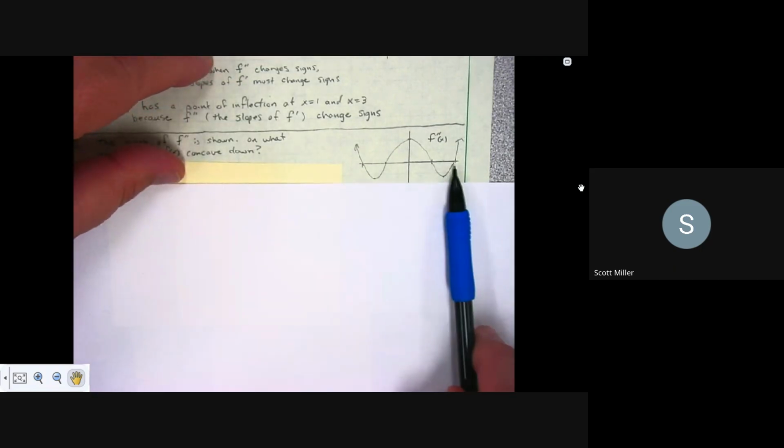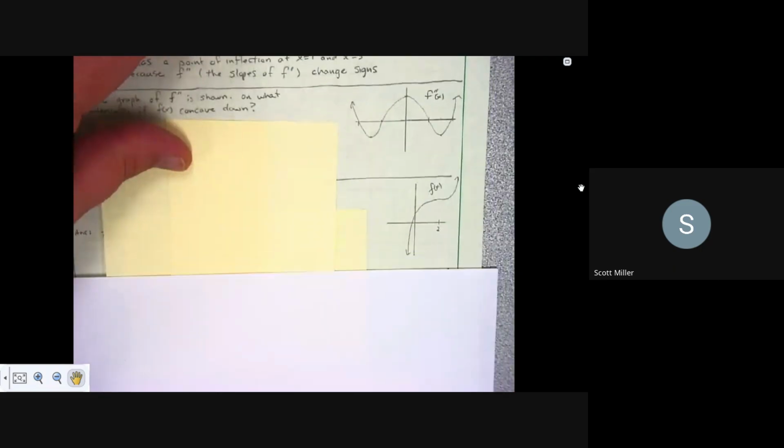The graph of the second derivative is shown. On what intervals is the function f concave down? So you need to remember that for the second derivative, if the second derivative is negative, then we are concave down. And so we can see that we have two spots where that is going to occur.